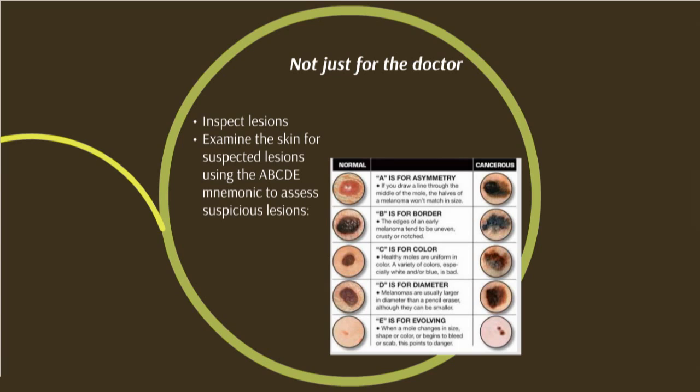B is for border. The edges of an early melanoma tend to be uneven, crusty, or notched. C is for color. Healthy moles are uniform in color. A variety of colors, especially white or blue, is very bad. D is for diameter. Melanomas are usually larger in diameter than a pencil eraser, although they can be smaller. E is for evolving. When a mole changes in size, shape, or color and begins to bleed or scab, that points out some danger. E can also be for elevated. So evolving, elevated, enlarging.